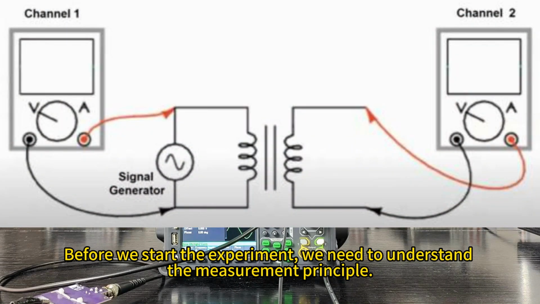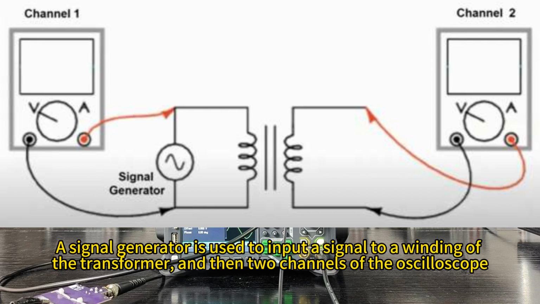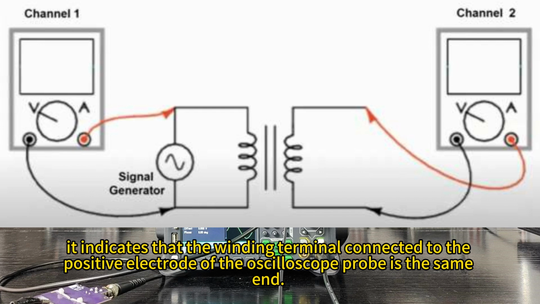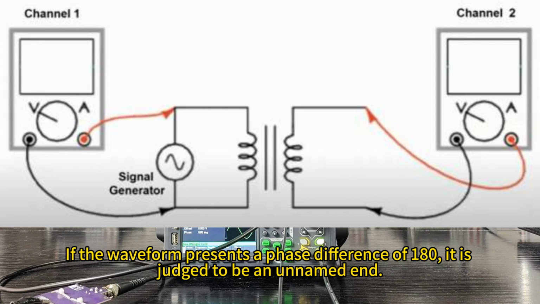Before we start the experiment, we need to understand the measurement principle. A signal generator is used to input a signal to a winding of the transformer, and then two channels of the oscilloscope are used to measure the signal between the two windings of the transformer. If the waveform phase of the two channels is consistent, it indicates that the winding terminal connected to the positive electrode of the oscilloscope probe is the same end. If the waveform presents a phase difference of 180 degrees, it is judged to be an unnamed end.